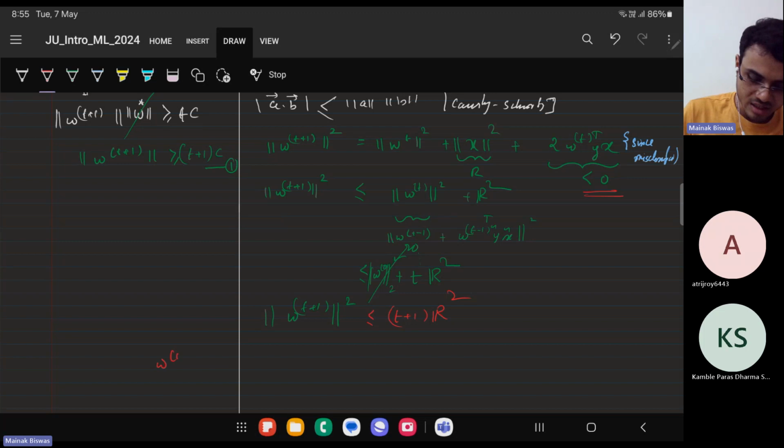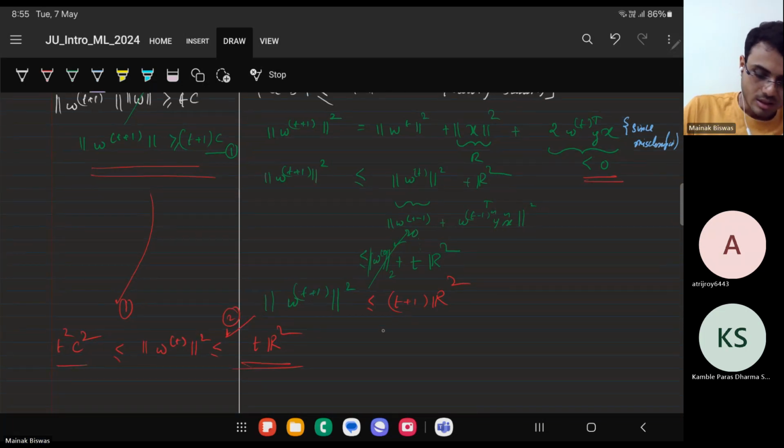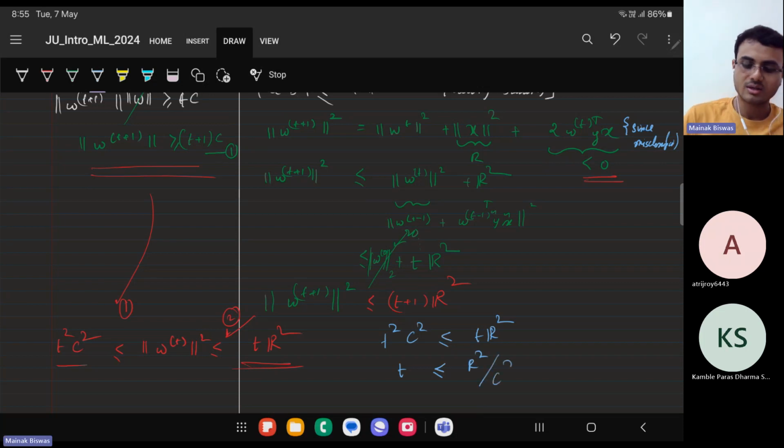What equation do I have? I have this equation, right? Wt, t r squared less than or equal to t square c square. Yes or no? Correct? Yes. This is from equation 1 and this is from equation 2. Now I will just equate these two conditions. What will happen? t square c square less than or equal to t r square. So t has to be less than or equal to r squared by c square. Correct?